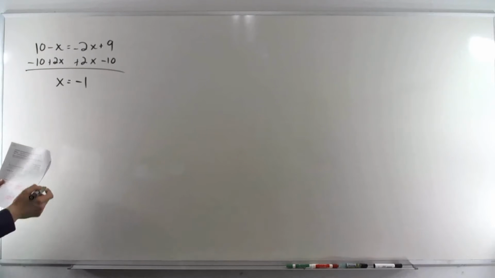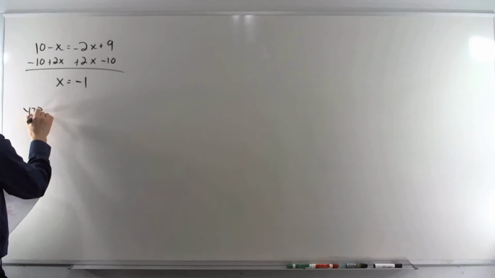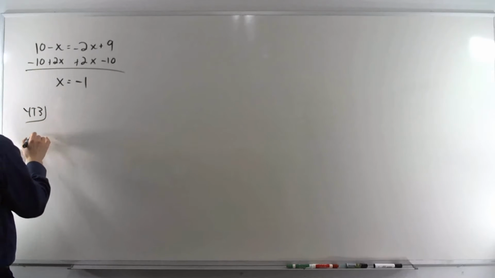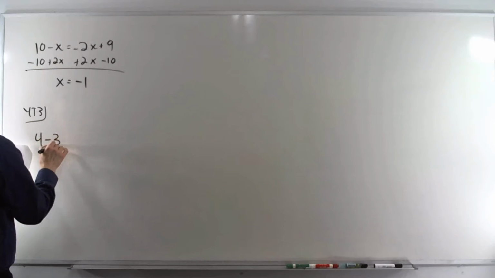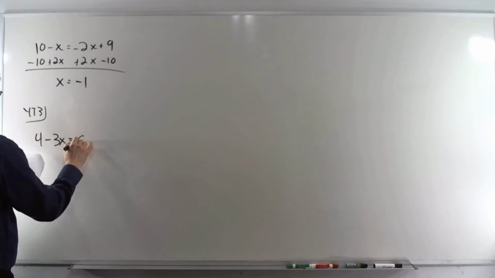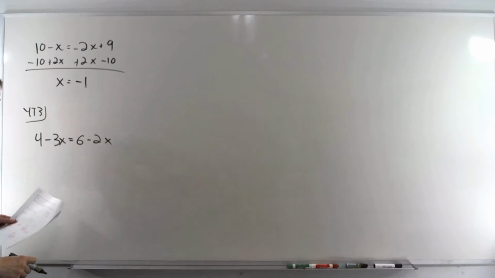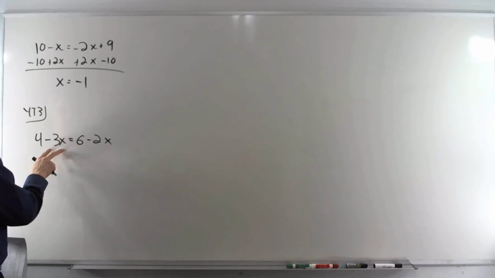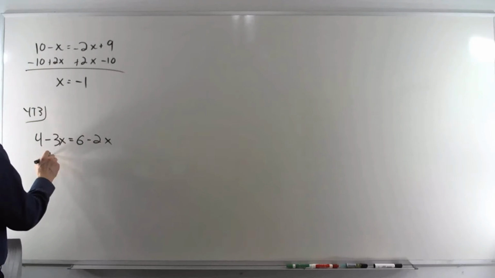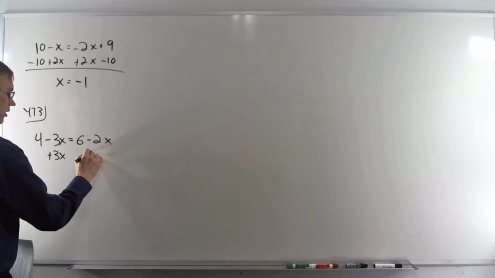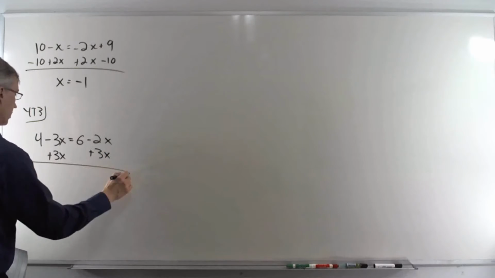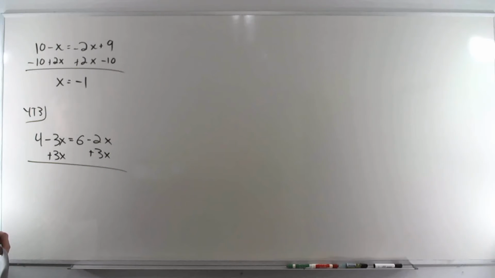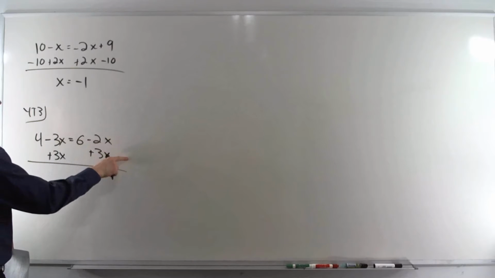Your turn, number 3. So we've got 2 negative x terms here. So I'm going to add the larger one, plus 3x on both sides. That's going to move all the x terms to the right.